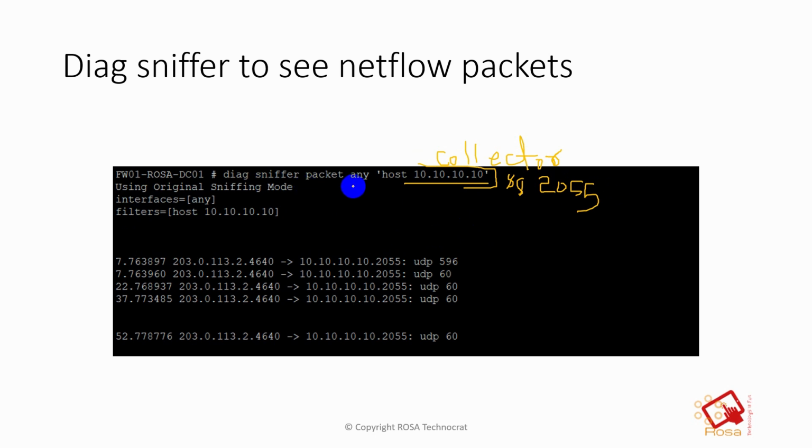By doing a packet capture on the FortiGate, I can see that the UDP flows, or the Netflow records, are being sent. I can see this is my FortiGate IP and I'm sending the traffic to port 2055. So basically IP flow records are being sent.